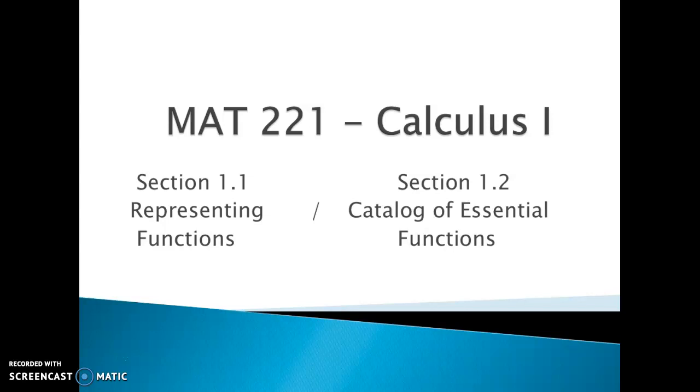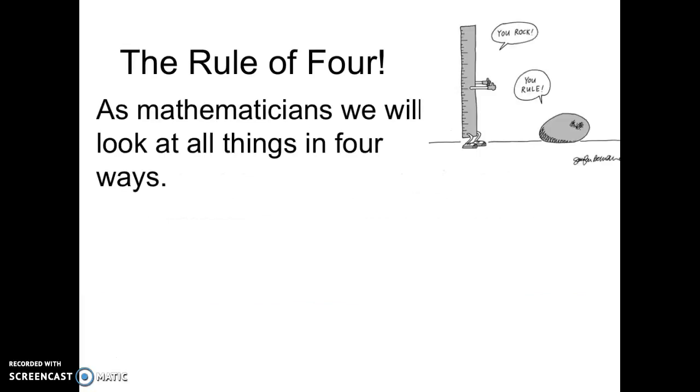This is a quick review of sections 1.1 and 1.2 in your Stewart textbook, which is on representing functions and catalogs of essential functions that we learned in pre-calculus. This is review material, so I'm going to go through it relatively quickly as we move through, just as a quick review to get your brain up and going, thinking of things you learned in pre-calculus.